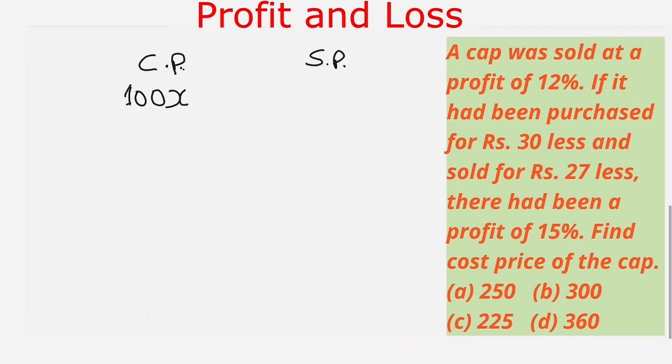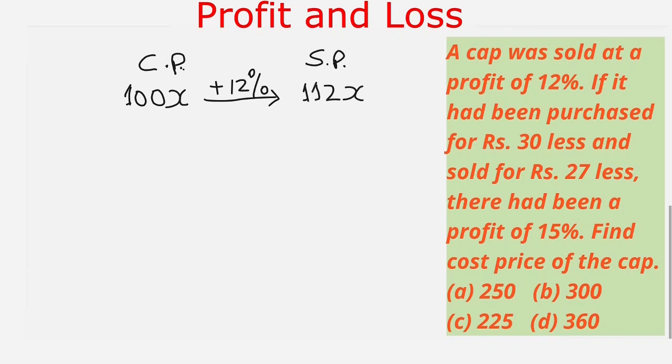Then it is sold at a profit of 12%. So I write plus 12%. 12% of 100x is 12x, and 100 plus 12 is 112. So selling price is 112x.